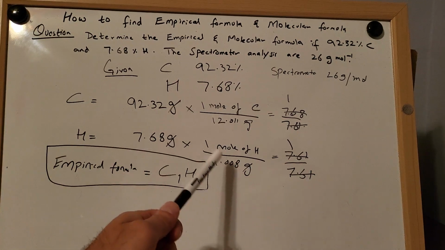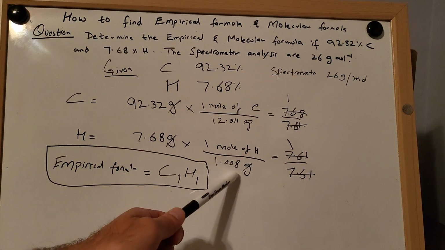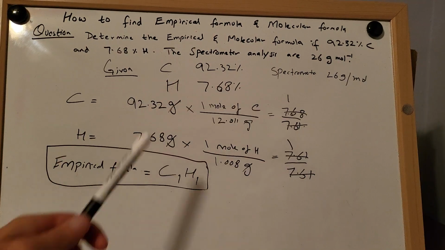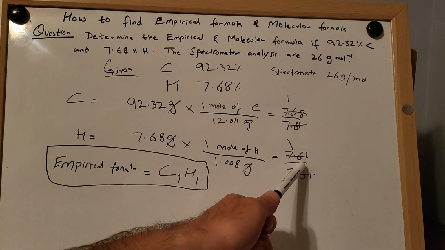We convert into the mole. 1 mole of hydrogen is equal to 1.008. We got it from the periodic table. When we divide this with this one, we got 7.61.